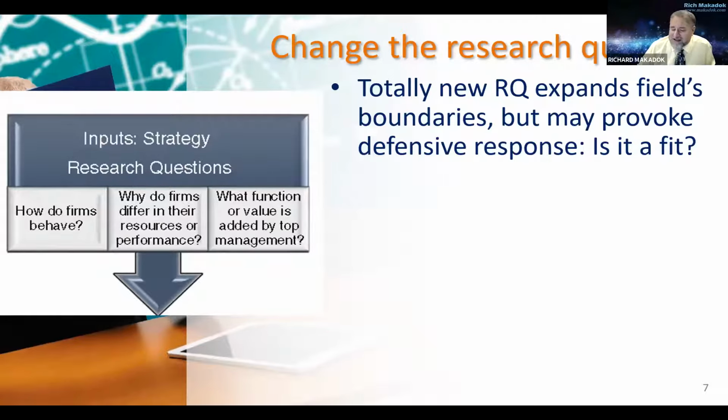The challenge with asking a completely new question is that it's kind of a double-edged sword. On one hand, it expands the field's boundaries to ask a new question. On the other hand, it may provoke a defensive response from the field, particularly from reviewers and editors of your paper, who may say, that's a clever question, but is it really a strategy question, or is it really an OB question, or is it really an HR question? Whatever field the journal is purporting to represent, they may raise questions about whether this new research question actually fits within the boundaries of the field that they're representing.